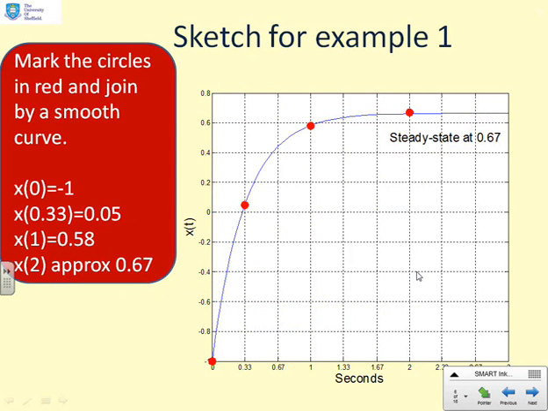And now all I need to do is put them on a sketch. So if you look over here, you'll see I've got x of 0 equals minus 1, the initial condition, x of capital T is 0.05, x of 1 is 0.58. So if I show you where I've marked these, there's x of 0, there's x of capital T, there's x of 3T. And down here, if it wasn't clear, I've got T, 2T, 3T, and so on. And the steady state is clearly marked over here as 2/3, or 0.67. So all I'm going to do, once I've got those points, is draw a smooth curve which goes through those crosses and finishes at the steady state.